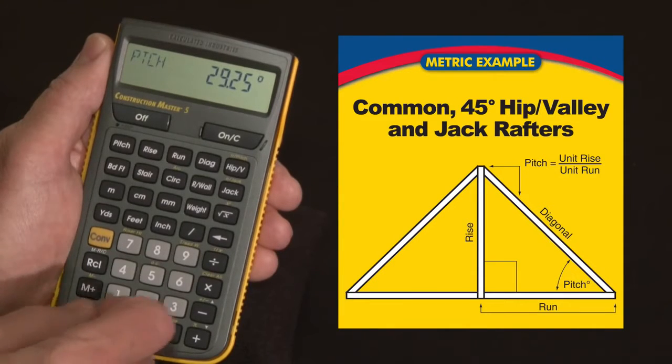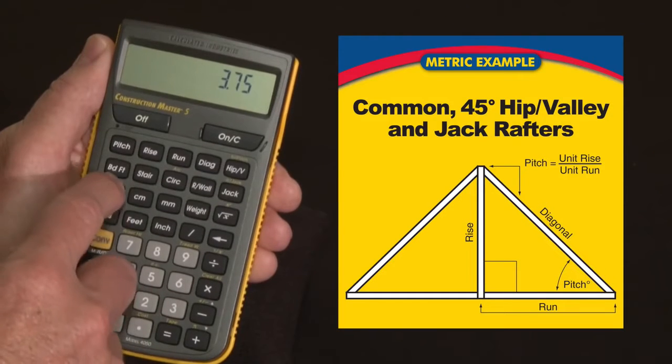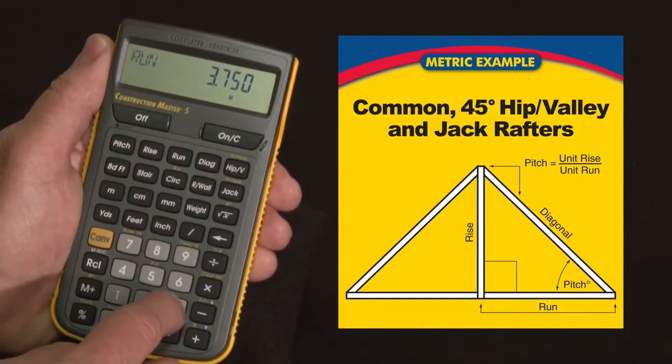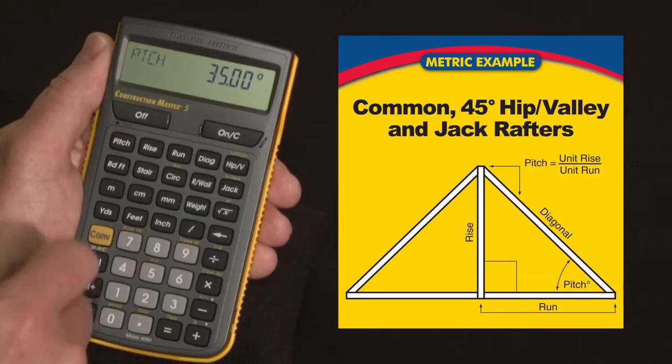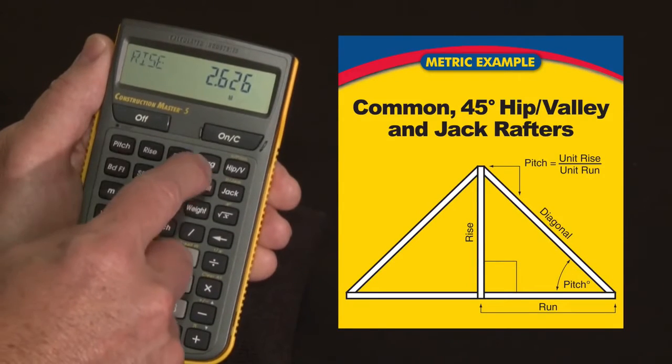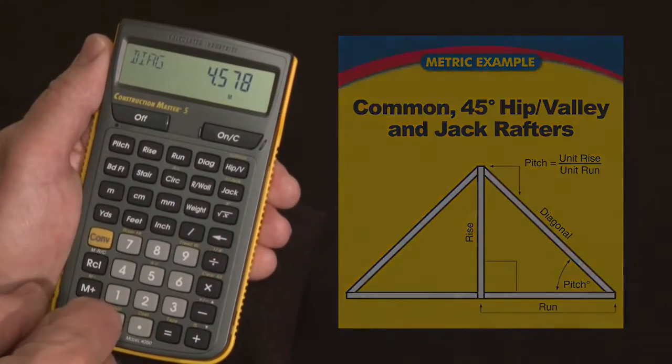That's another way you can enter it. For instance, if you know you've got a 3.75 meter run, but the plans say you need a 35 degree pitch, you can enter it in that way. You can calculate your rise. You can calculate your hypotenuse, your diagonal for your common rafter. Again, you'd make that adjustment.